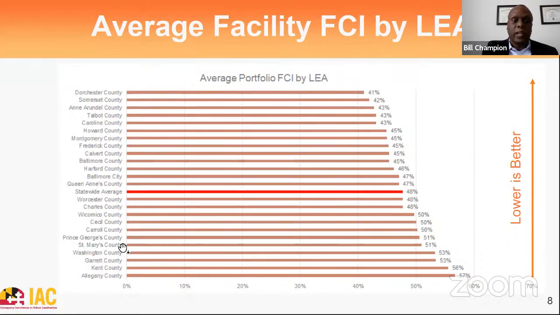This slide shows the weighted average portfolio FCI by LEA. This is the average perceived condition you're likely to experience if you walk into one of the schools. The fact that these LEA averages are in the 40s and 50s shows that there are some individual schools that have much higher FCIs.